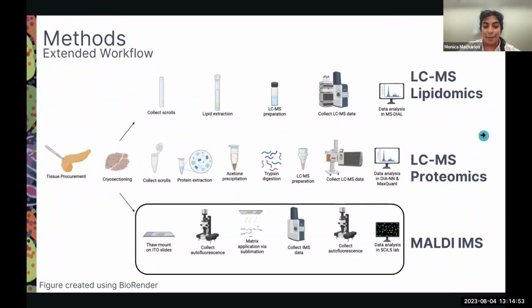MALDI-IMS is a type of mass spectrometry that consists of applying an organic matrix to a mounted tissue section, and upon insertion into the mass spectrometer, a laser is fired at that tissue in a raster pattern, and this causes the matrix and the sample underneath to ionize in a plume, and then analytes are separated based off of weight and then detected. And later on, a computer program can then generate heat-like maps of each ion so you can view the distribution across the tissue.